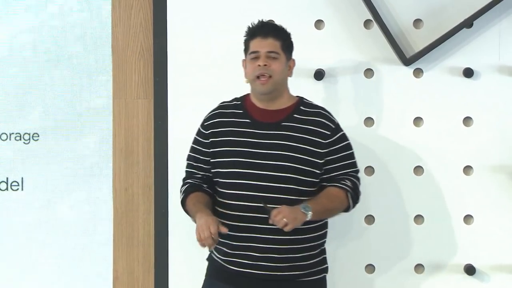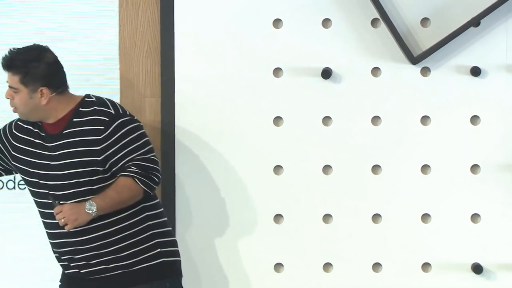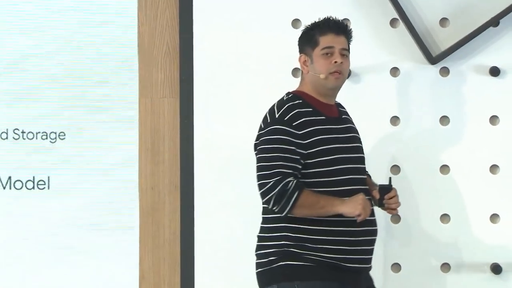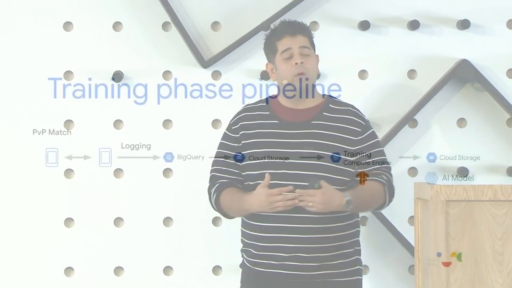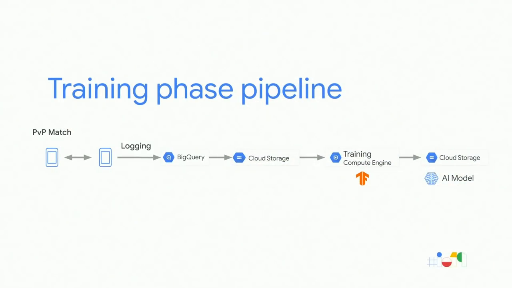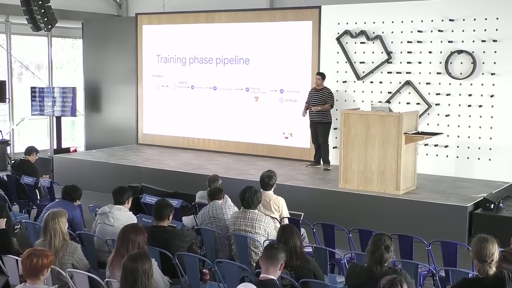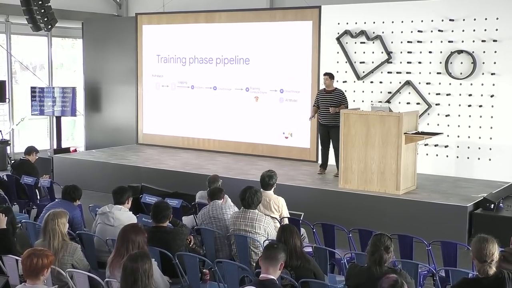So you export from BigQuery, store into cloud storage, and then we're going to build a model using TensorFlow in our training phase. And we're going to use Compute Engine here, which is what I said earlier about where we run virtual machine images. We'll use that deep learning image that I talked about earlier to train an AI model that learns off our historical player data. And then, once we have that model, we'll export that model and store it in cloud storage.